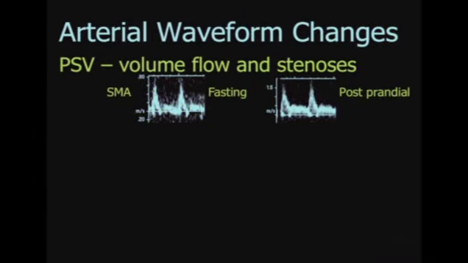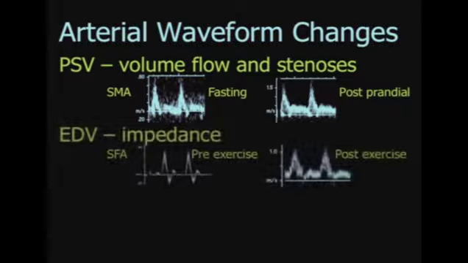So peak systolic velocity really is related to volume flow and stenosis. Here is my superior mesenteric artery fasting, and then after a large breakfast. You can see that there's been vasodilatation of my splanchnic bed. The peak systolic velocities have essentially doubled. And there's also an increase in diastolic flow as the splanchnic circulation is dilated.